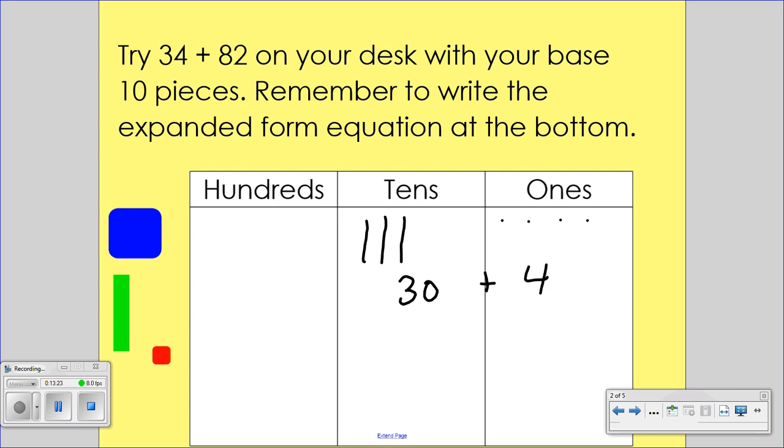Alright, next number. 82. How many tens am I going to put in 82? Dylan? 8, not 80 tens. 8 tens. And then how many ones, Dylan? 2. What's going to be my expanded form? 80 plus 2. Beautiful.